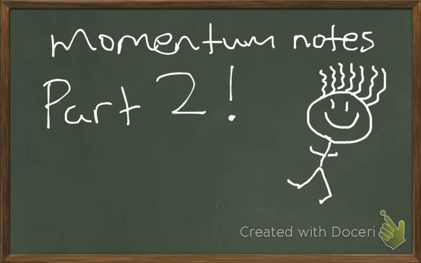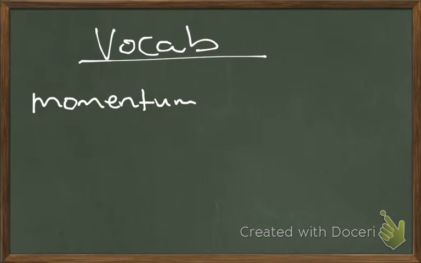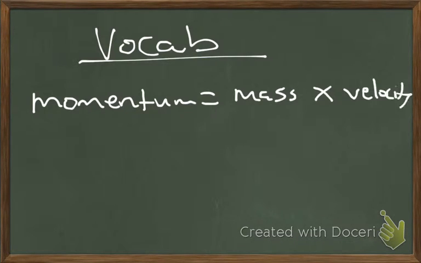Anyway, it's a quick recap of the previous video: a list of facts, vocab, equations, and then a couple of examples. Here is the vocab. Our big thing was momentum, and it's defined as mass times velocity. So our equation was momentum equals mv.